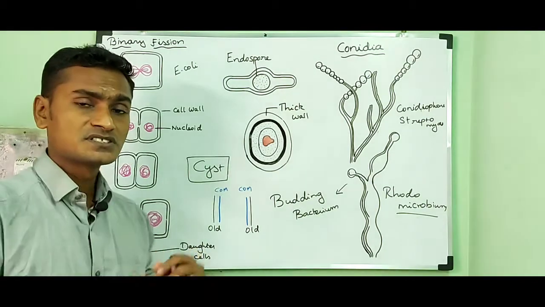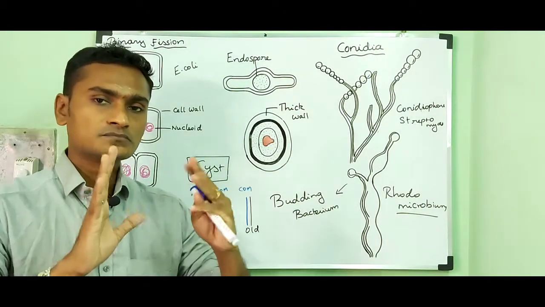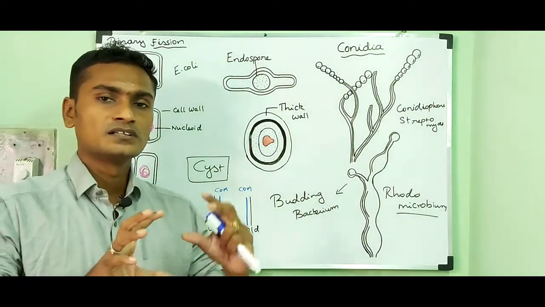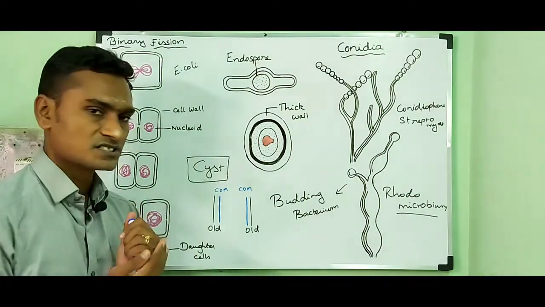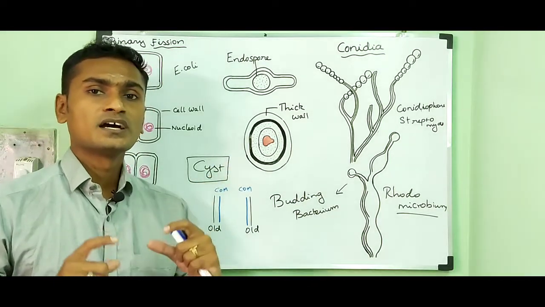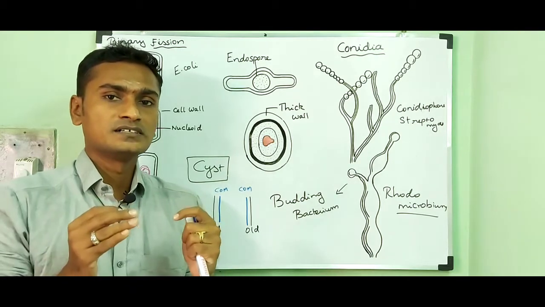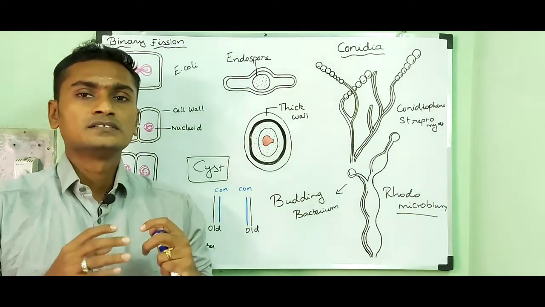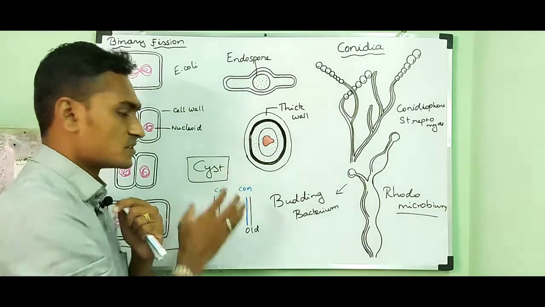Cyst formation is nothing but the formation of an additional layer around the mother cell. Generally the cyst formation takes place during unfavorable condition. The bacteria remain as such. They do not do any metabolism and they do not multiply at that time. So at that time only the cyst formation takes place.